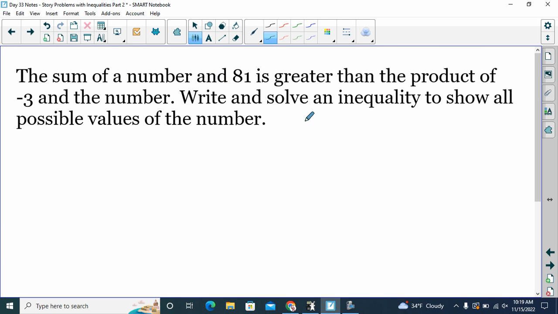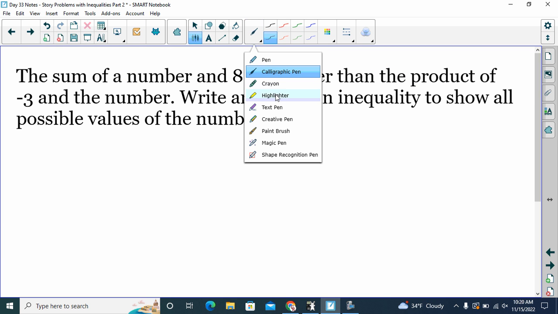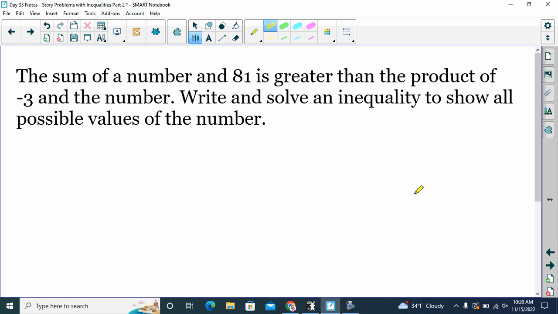Let's go ahead and take a look at example 2. This one's a little different. It says the sum of a number and 81 is greater than the product of negative 3 and the number.